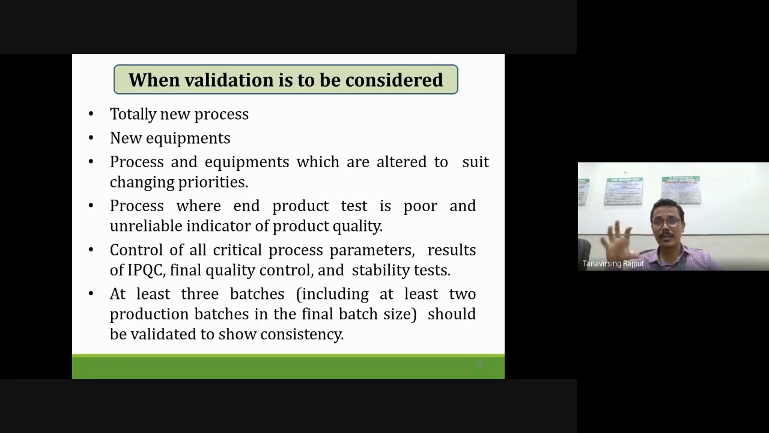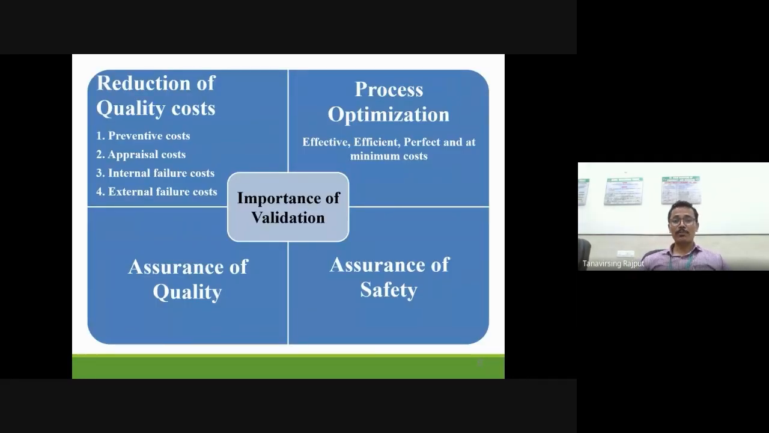Control of all critical process parameters, results of IPQC, final quality attributes and stability tests. All the critical parameters present in the process, the results from the IPQC tests, and the stability data we compile, so all these factors are within the acceptable limit. At least 3 batches, including at least 2 production batches in the final batch size, should be validated to show consistency. So for validation we require 3 continuous batches, and they will show repetition of the result within the acceptable limit. So this is the importance of validation.